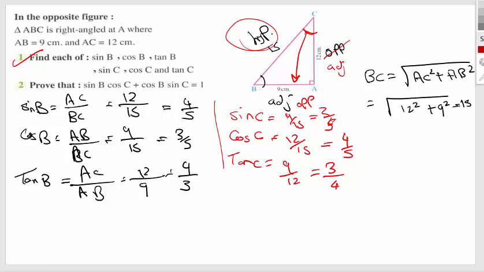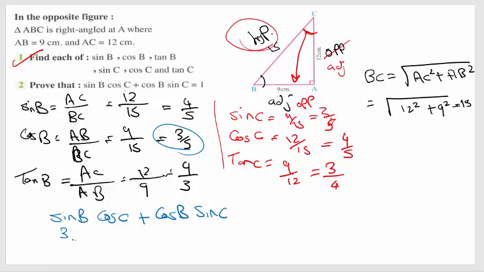To find the second one, I will replace. I got everything. He wants me to find sine B multiplied by cosine C. Okay, I will write it like this: sine B times cosine C plus cosine B multiplied by sine C. Sine B is 3 over 5, and cosine C is 4. I'm sorry, I wrote it by mistake. Sine B is 4 over 5, not 3 over 5. I'm sorry for this mistake.